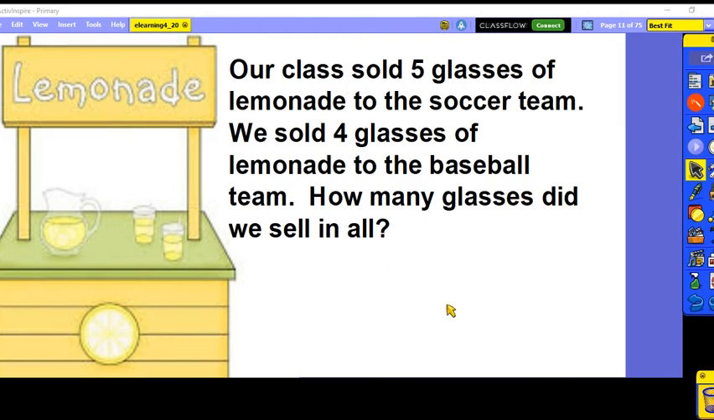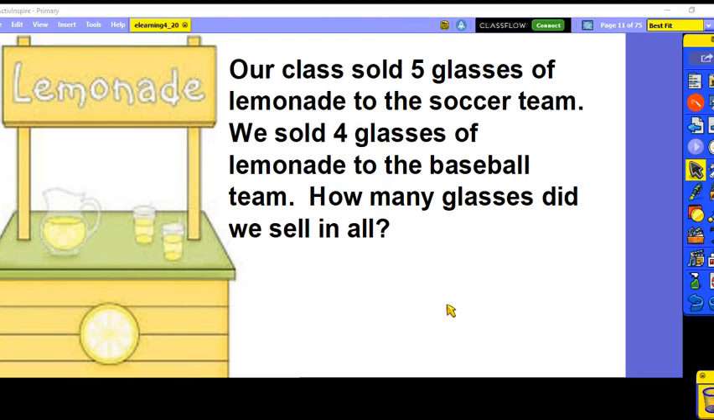Let's pretend like we're doing this word problem in our daybook. So I'll read the problem, and then we'll kind of talk through it and figure out what we need to do. Our class sold 5 glasses of lemonade to a soccer team. We sold 4 glasses of lemonade to the baseball team. How many glasses did we sell in all? That would be something fun to do, have a lemonade sale. So let's read it one more time and figure out what we need to do.